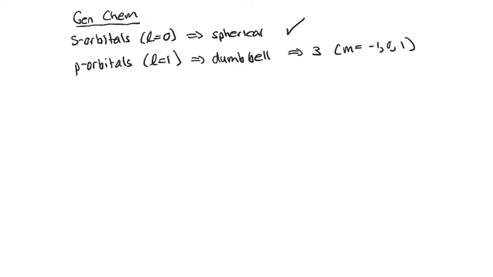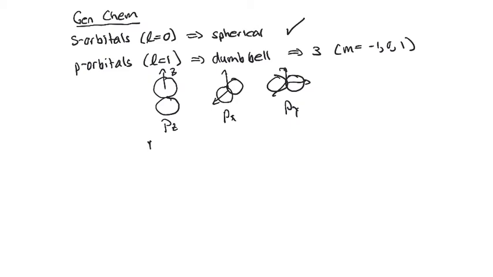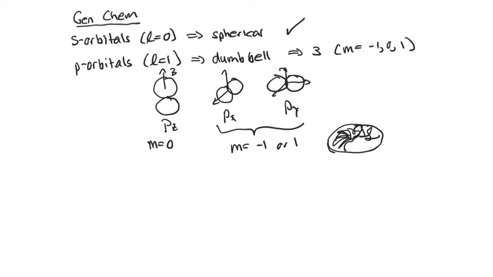And in general chemistry, we associate those 3 as having a dumbbell shape along the z-axis, and then a dumbbell shape around the x-axis, and then a dumbbell shape around the y-axis. And we say that this is pz, this is px, and this is py. But we can see that when m was equal to 0, we got this shape. But when we looked at m equals minus 1 or 1, we ended up with this donut-shaped wave function that doesn't look anything like px or py. In addition, these wave functions are imaginary.